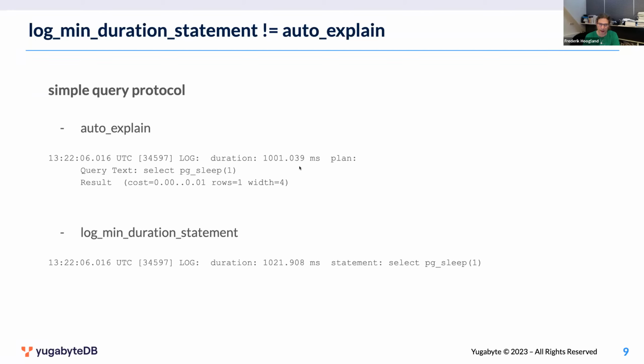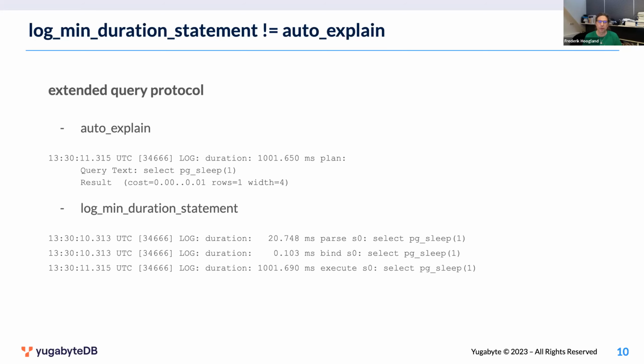So why are these durations different? Because the naming is identical, you would assume that it's showing the same value, and that isn't true. One way in which you can see that is if you execute this query using the extended query protocol, then auto_explain will essentially show the same: a duration of just over 1 second, and it will show you a result in the query text. However, log_min_duration_statement now gives kind of a hint.